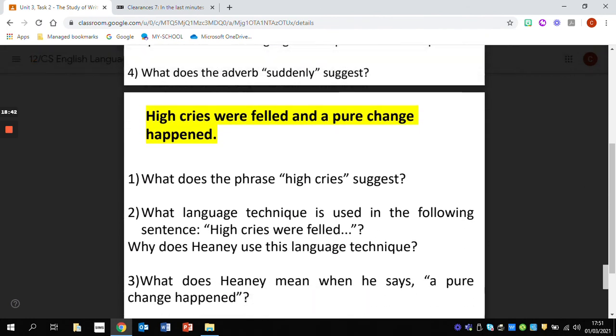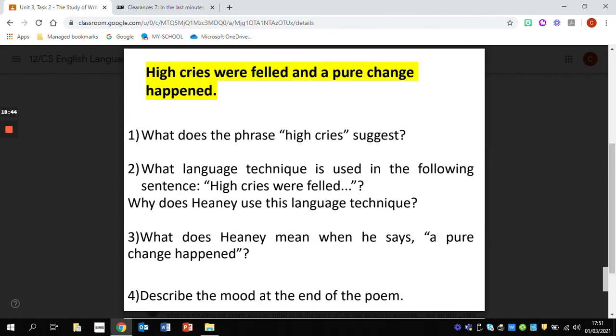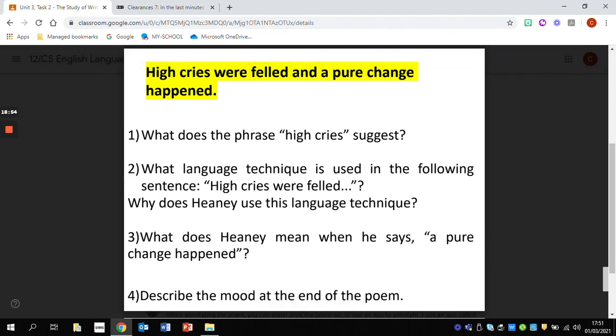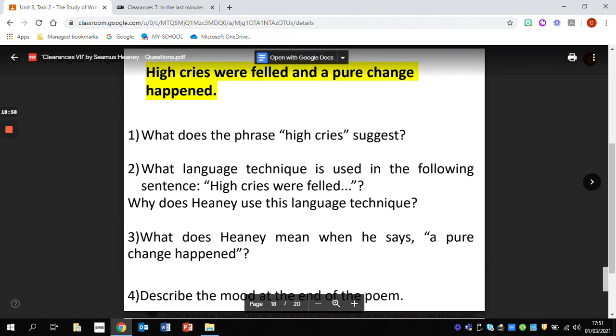High cries were felt and a pure change happened. So thinking about a forest, whenever the trees are cut down, they are felled. So there's a bit of imagery going on with this. High cries, so obviously we're getting a sense that the family are devastated and are obviously weeping for their lost mother. But I do think that there is hope with a pure change happened.